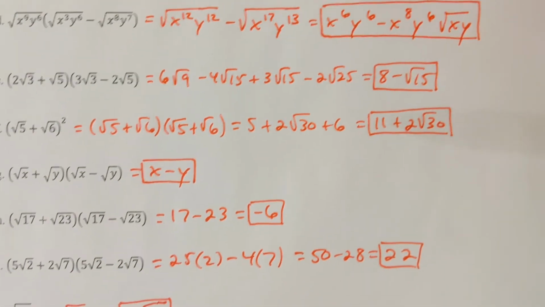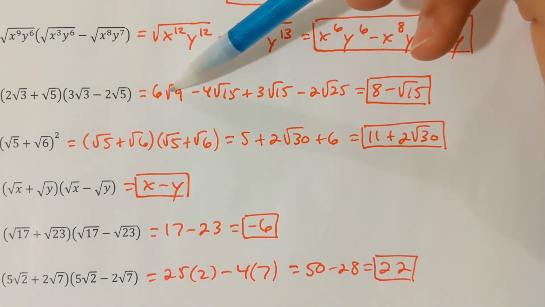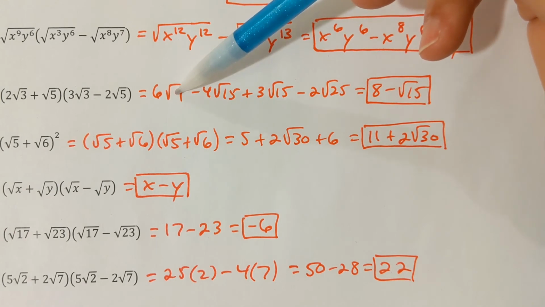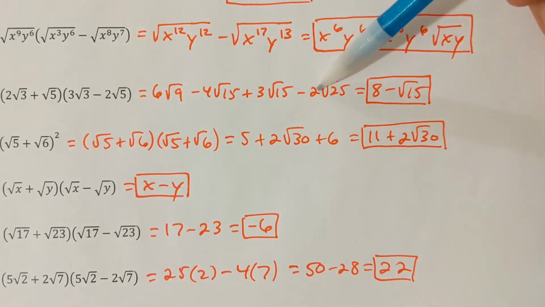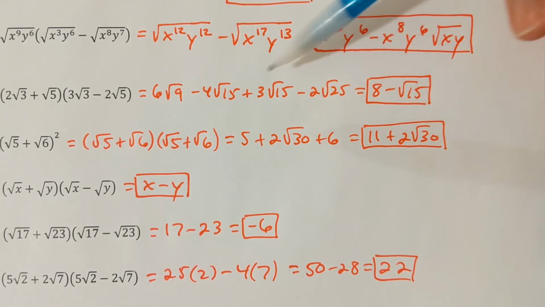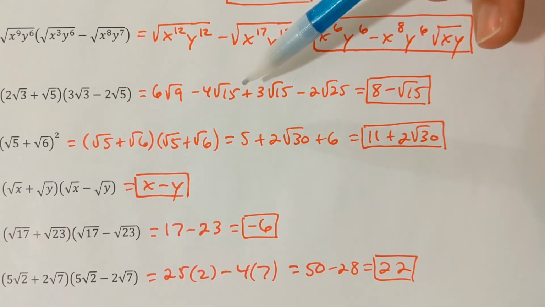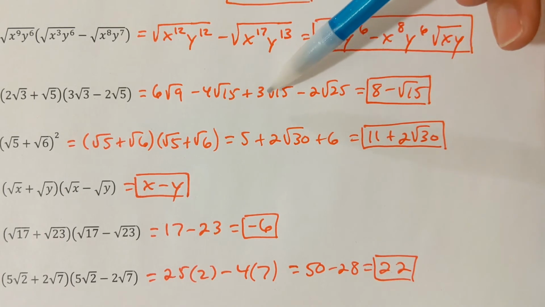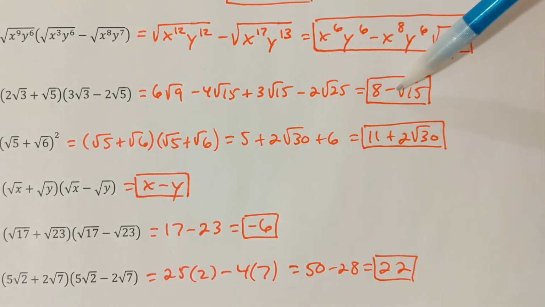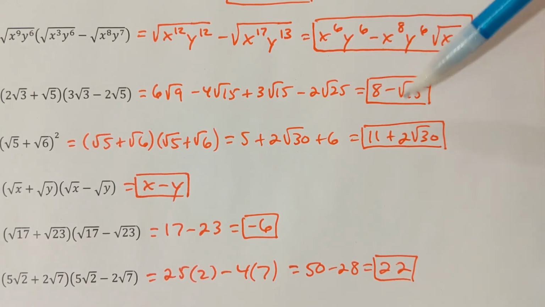Okay, so then combine the like terms here. 6 times 3 is 18. 2 times 5 is 10. 18 minus 10 is 8. And then the middle terms here are like terms with radicals. Negative 4 root 15 plus 3 root 15 would be minus 1 root 15. So 8 minus root 15 would be my answer then.